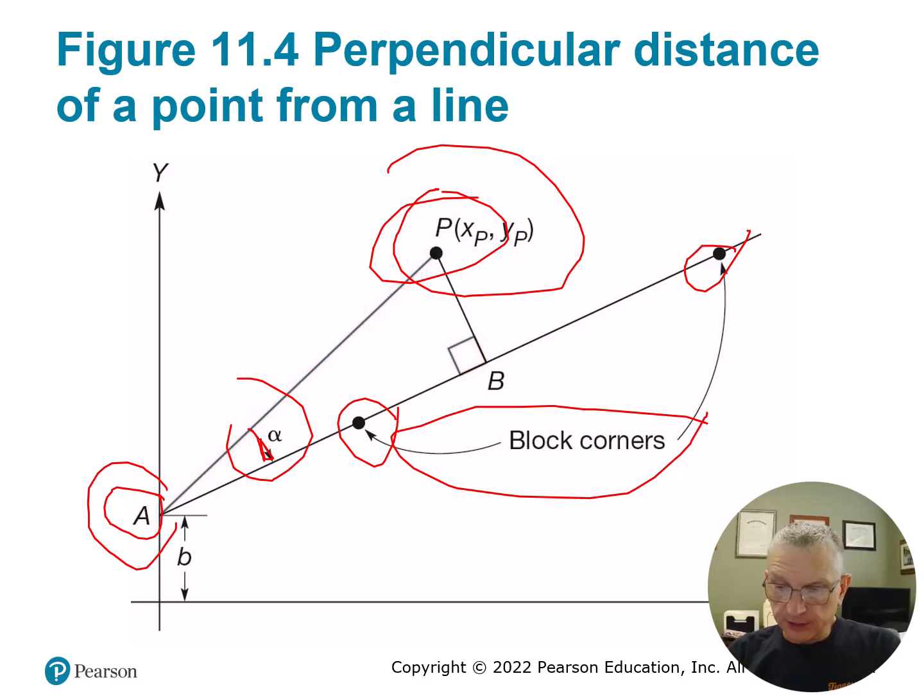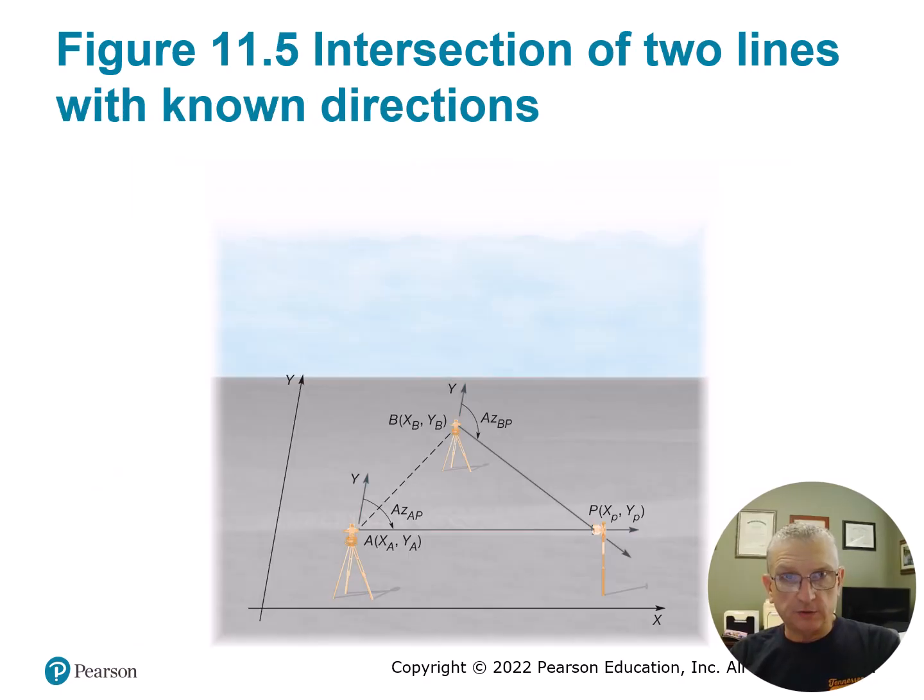11.4 is the intersection of 2 lines, both having known directions. Now, you'll remember from coordinate geometry or from geometry class that two lines that do not intersect are parallel. If they do intersect, then they're not parallel. So this section 11.4, figure 11.5 is a good example of a survey problem that you might run into.